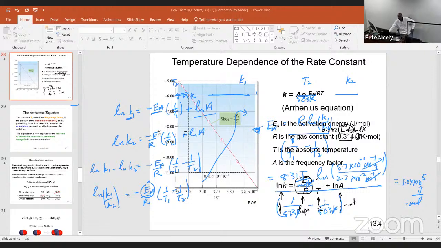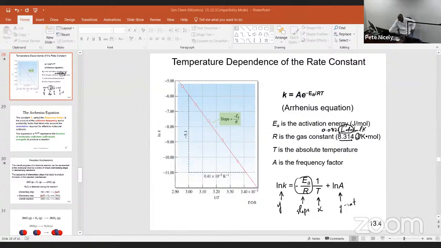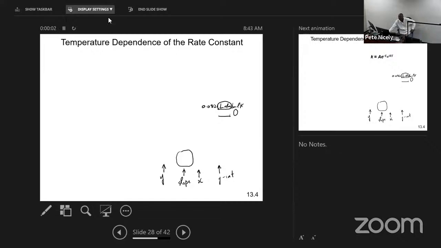Okay, is it okay for me to clear? Oh, got to take a picture. Okay, can I clear now? All right. So let's go back to the PowerPoint. And it keeps doing that.